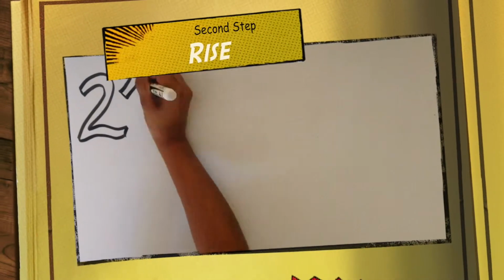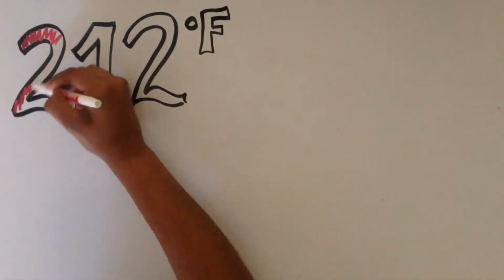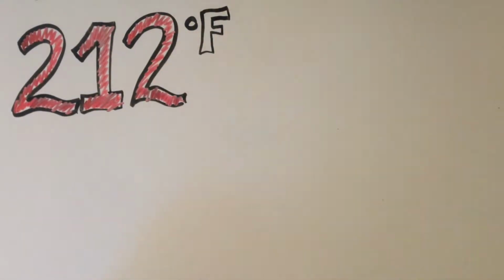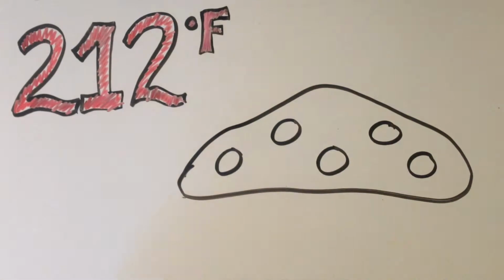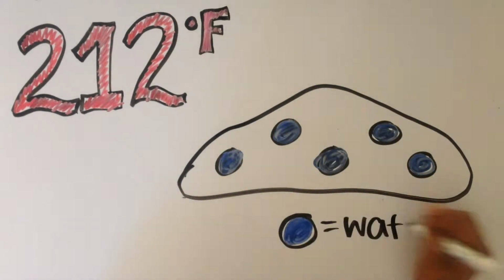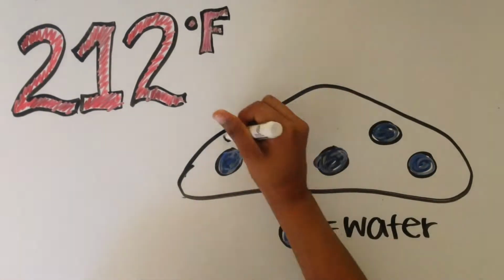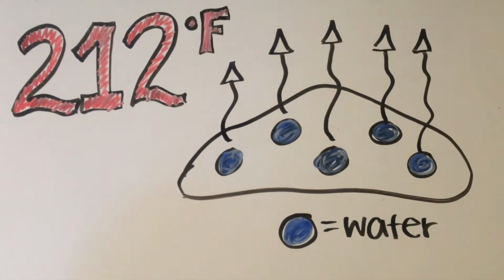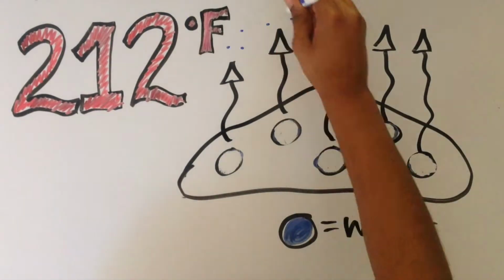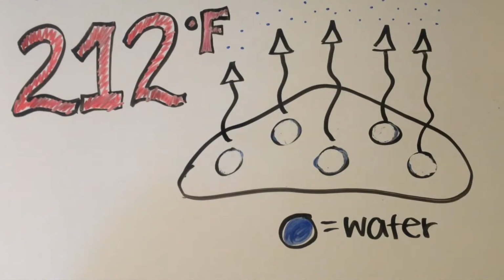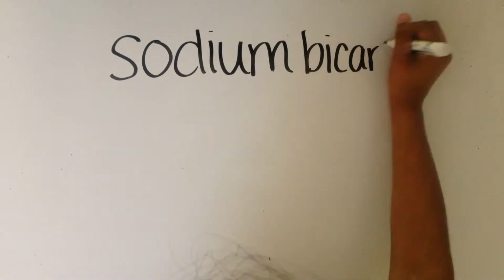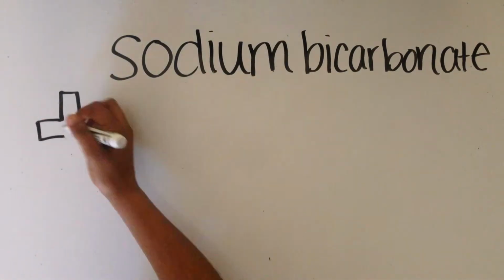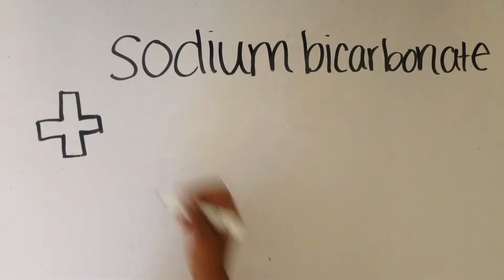The second step, or the rise, occurs around 212 degrees Fahrenheit, when the water inside the dough, represented by the blue circles, heats up and turns to steam, leaving little airy pockets. The cookie starts to rise as the vapors push through the dough. The baking powder will also start to break down into carbon dioxide gas, which raises the cookie up further.